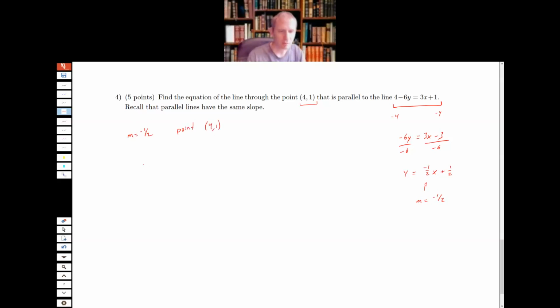So using the point slope form of a line, y minus 1 equals negative 1/2 times x minus 4. And this was an acceptable answer if you left it that way. If we want to solve for y, do a couple extra steps. Distribute that negative half. So minus a negative will become a positive. And then add 1 to both sides. So y equals negative 1/2 x plus 3.